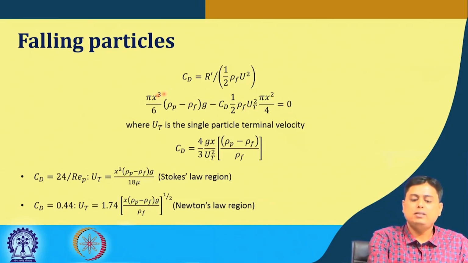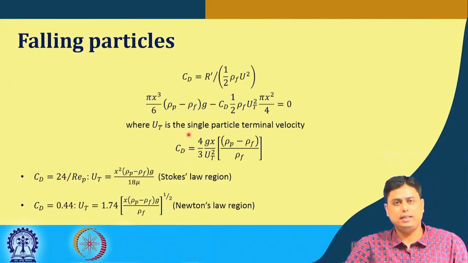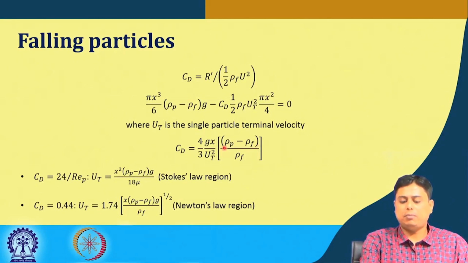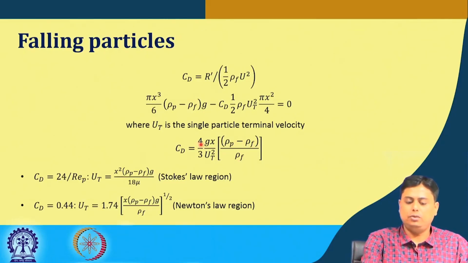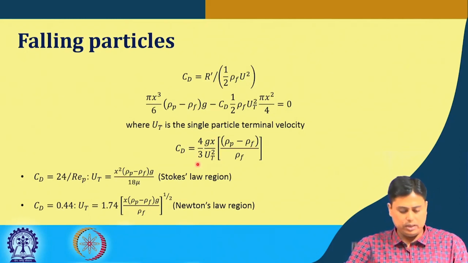If we now rearrange this expression to find the CD, it gives this expression. What is the CD on this single particle? This is the relative density, density of the particle minus density of the fluid divided by the density of the fluid, over 4/3 rho g multiplied by the diameter and ut square, the terminal velocity square. So, now if we know the CD, we can calculate the terminal velocity.